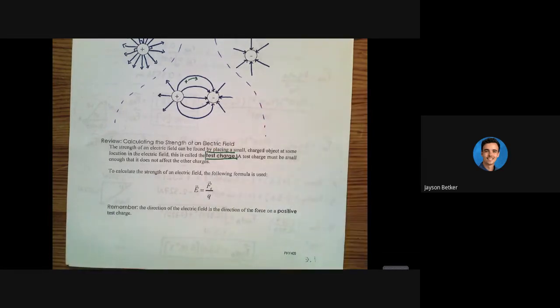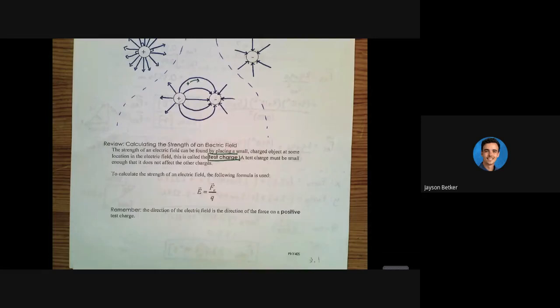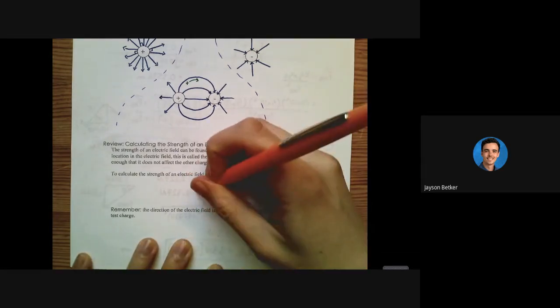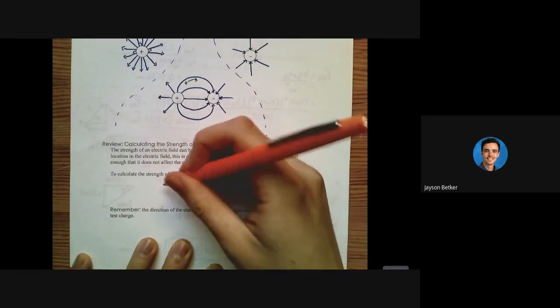The test charge has to be small enough that it doesn't affect the other charges. So we think that these ones are just stuck in place, and then what would this tiny little charge do? To calculate the strength of the electric field, we have to use the following formula: E equals F over Q. Reminder that E is the electric field.